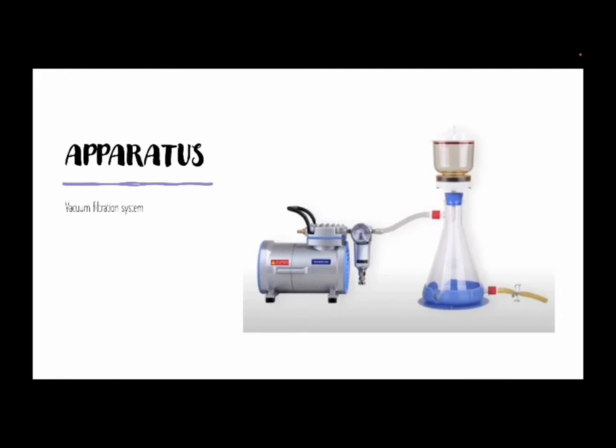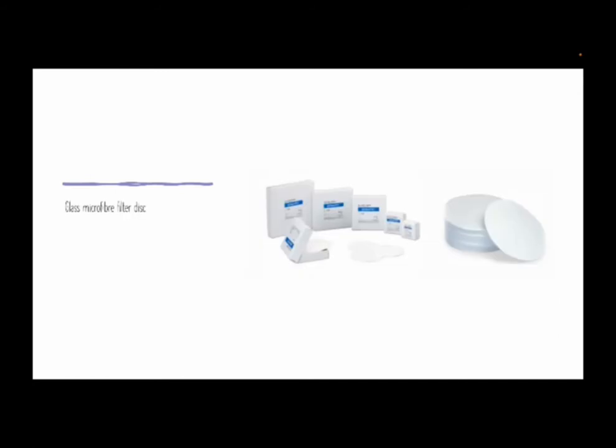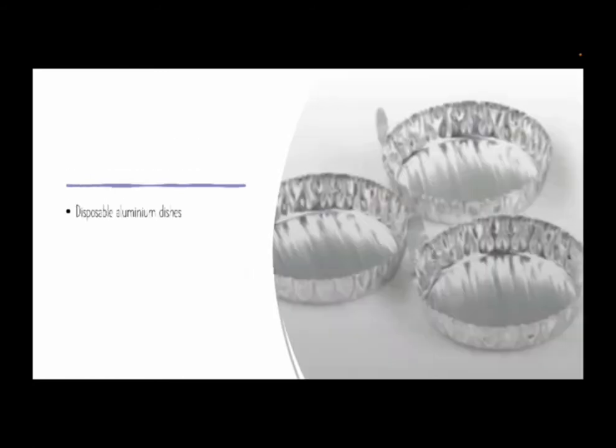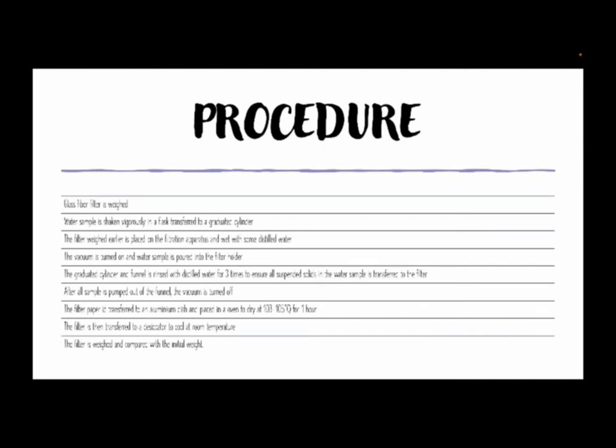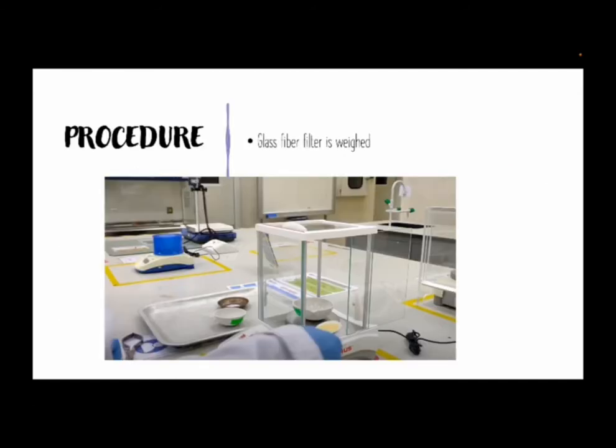The apparatus used for this experiment is a vacuum filtration system, a glass microfiber filter disc, some disposable aluminium dishes, a 47mm glass microanalysis filter holder, a drying oven, a desiccator, an analytical balance, and distilled water. This is the general procedure of the experiment.